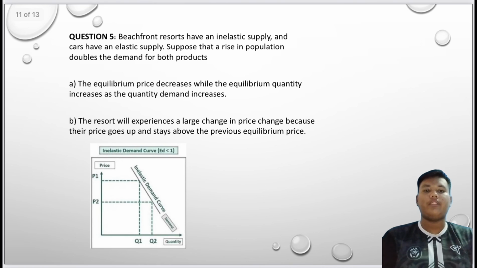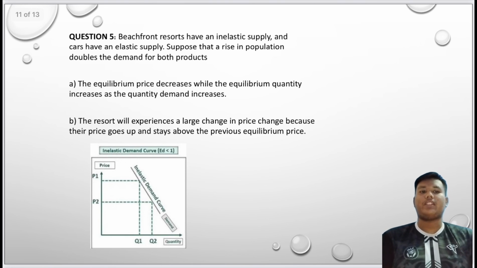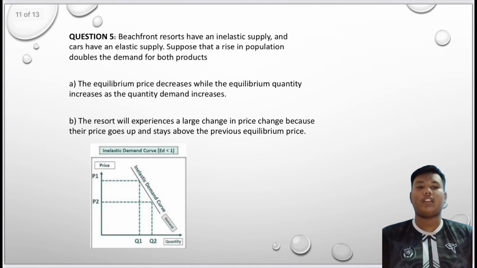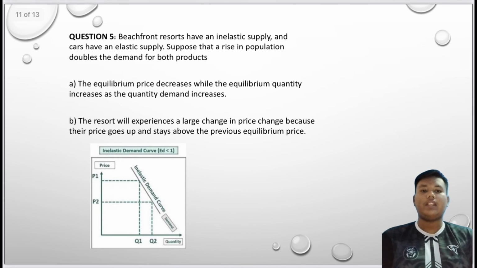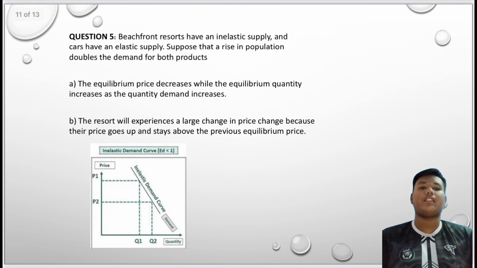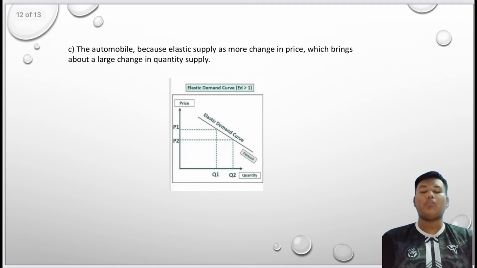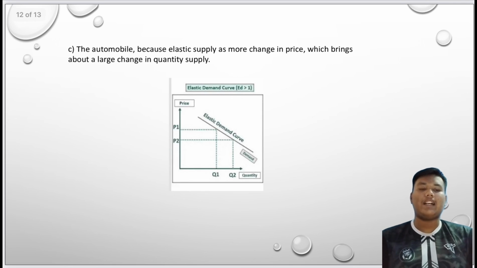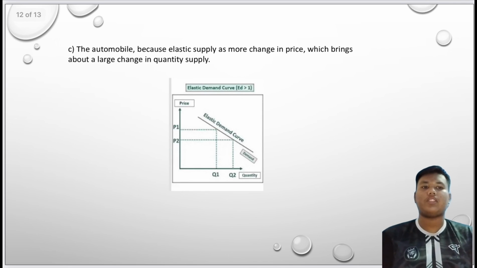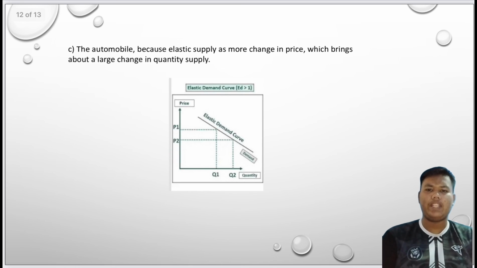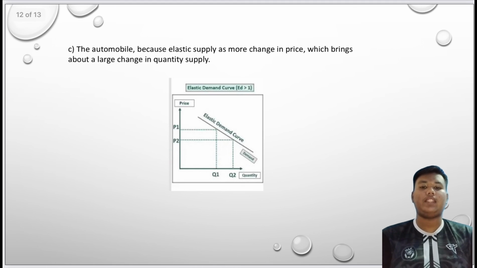A. The equilibrium price and the equilibrium quantity increase as the quantity demanded increases. B. The resort will experience a large change in price because their price goes up and stays above the previous equilibrium price. And C. The automobile, because with elastic supply, a small change in price brings about a large change in quantity supplied.